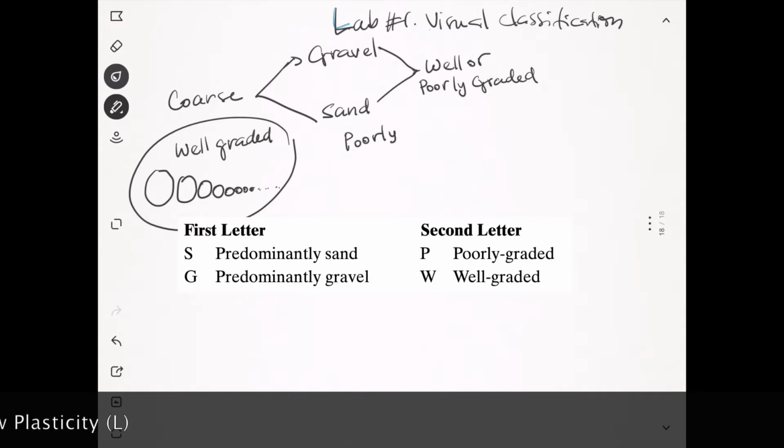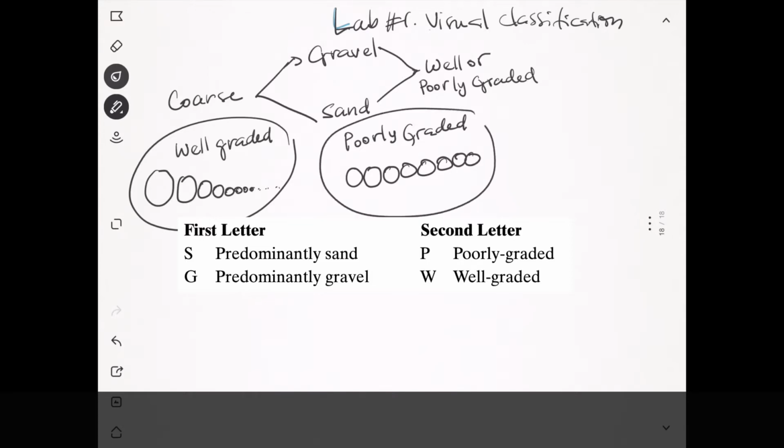And then a poorly graded one is pretty much one where, in the sample of soil, we have just one size. Most of the soil is of one similar size. So that's pretty much what we have for the coarse.